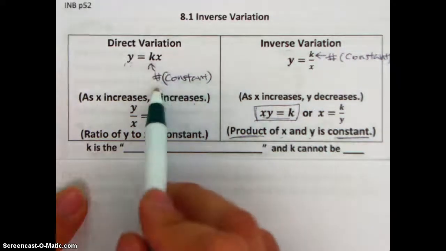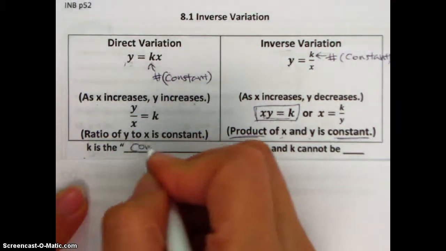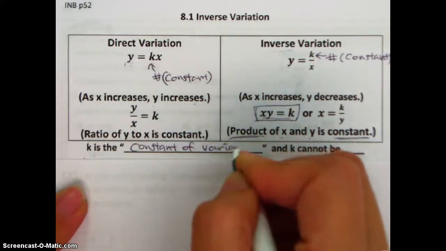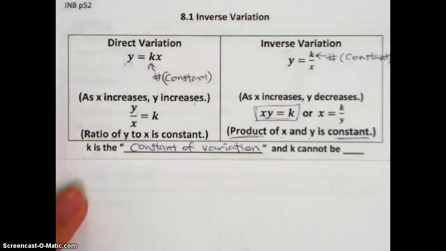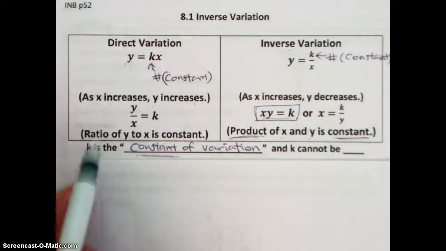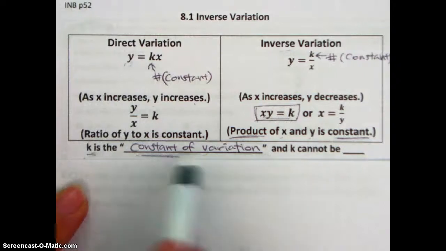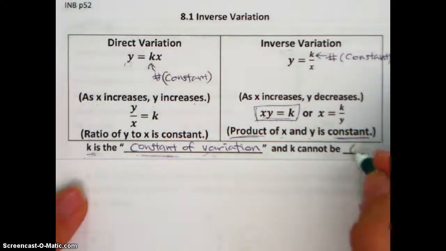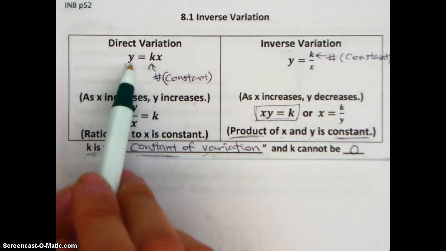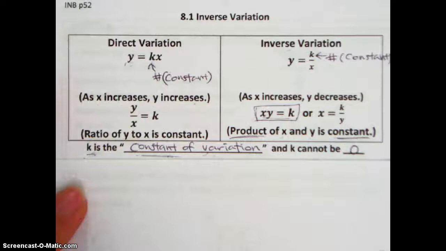K, as I mentioned, is just a number. We call k the constant of variation, because it decides how direct and how inverse the two variables vary with each other. And k cannot be 0, because if k was 0, this equation would just turn out to be y equals 0.